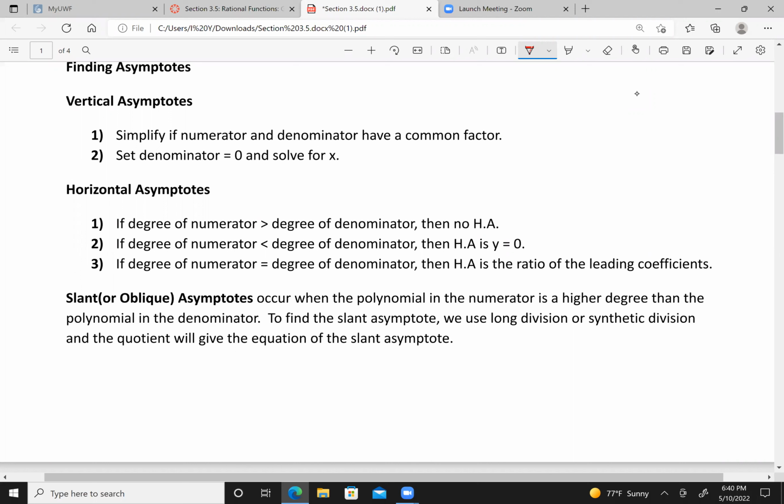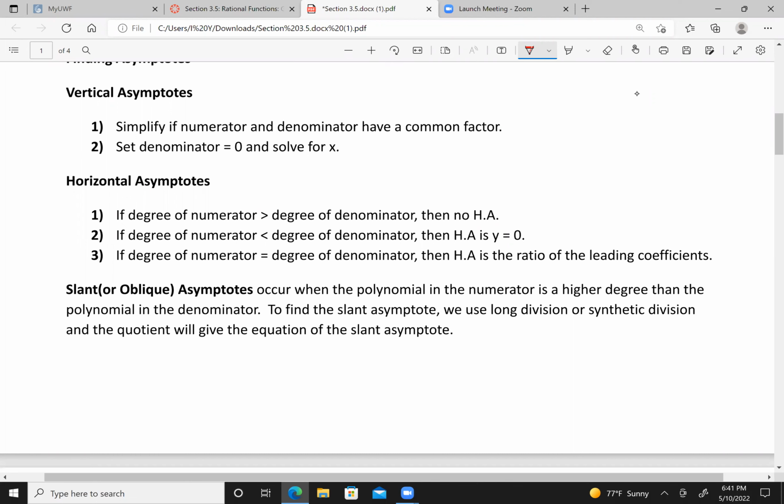The third type of asymptote is called a slant or oblique asymptote. These occur when the polynomial in the numerator is a higher degree than the polynomial in the denominator. To find the slant asymptote, we use long division or synthetic division, and the quotient will give the equation of the slant asymptote.